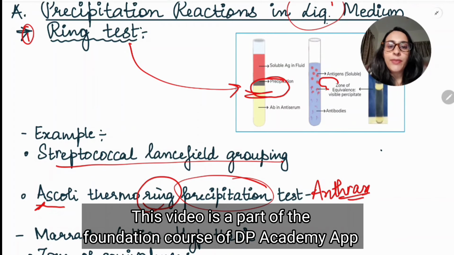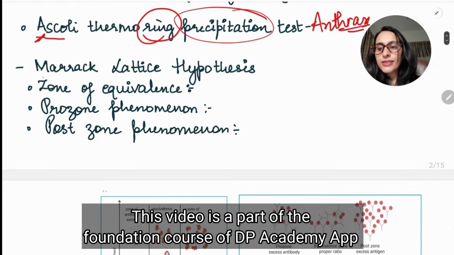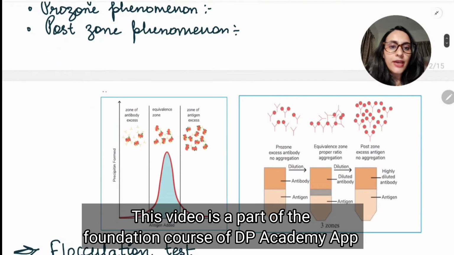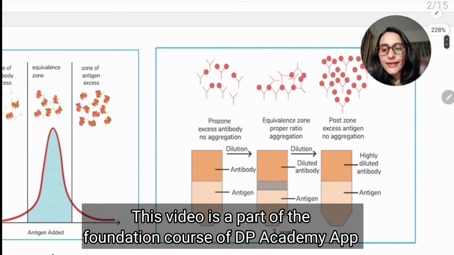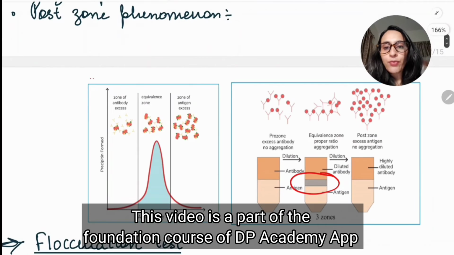Ring precipitation test. We have a hypothesis known as the Marrack lattice hypothesis. In this hypothesis, when an antigen reacts with an antibody, there is a formation of a ring. But before this and after this also, a phase is there. The Marrack lattice hypothesis says that when antigen equals antibody, then there is formation of a ring.